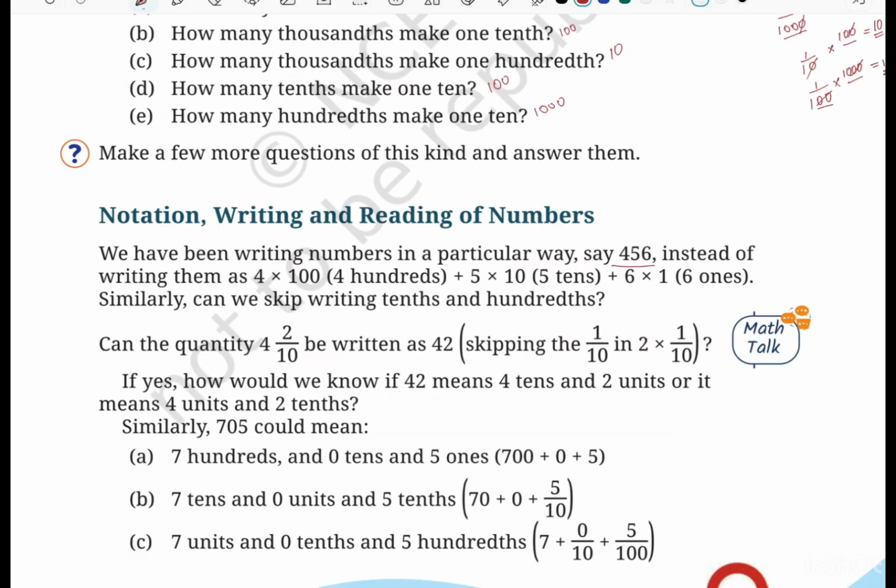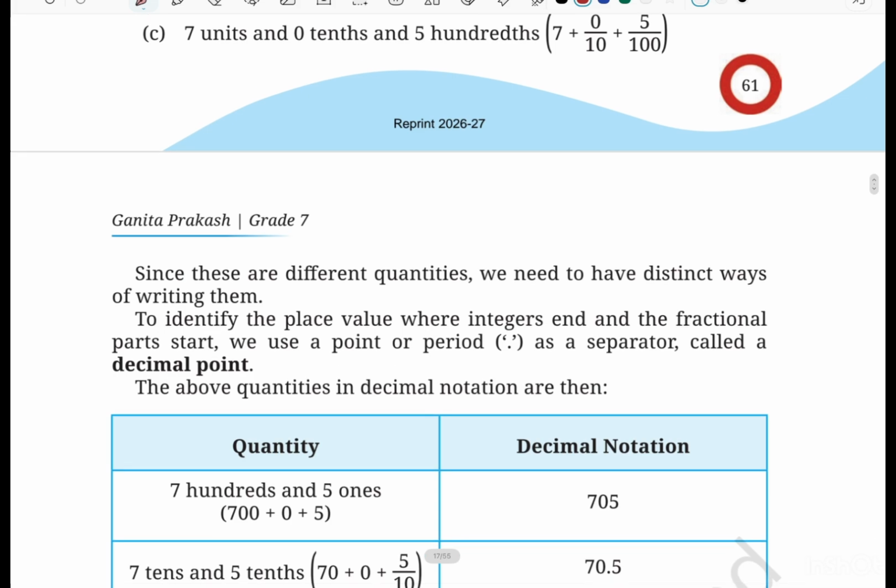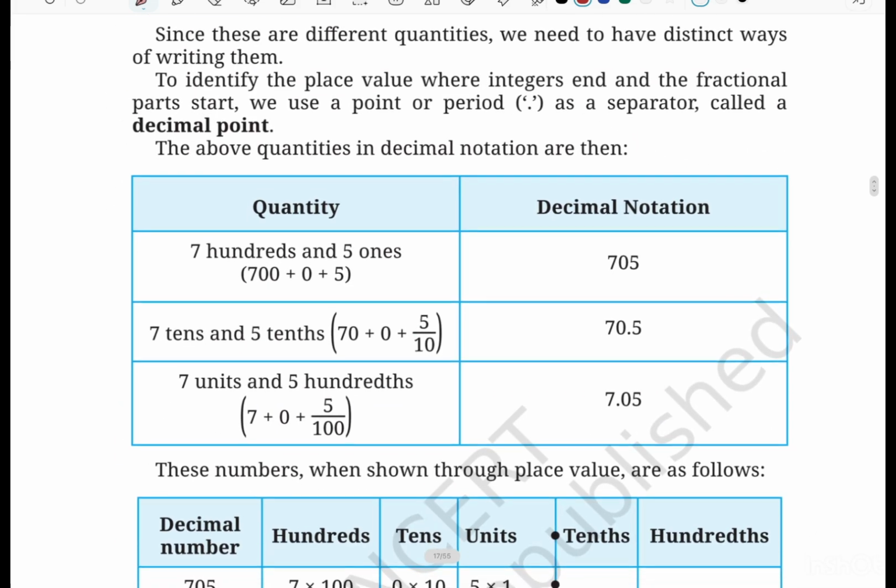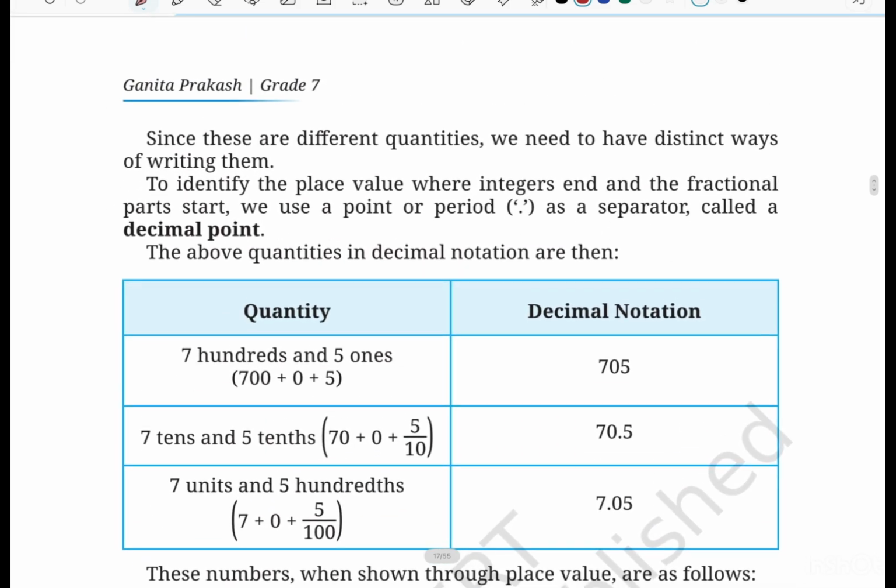456 is 4 hundreds plus 5 tens plus 6 ones. So instead of writing 4 hundreds and 5 tens and 6 ones, we write it as 456. In a similar way, we can write each decimal part by using a point or period as a separator called the decimal point.